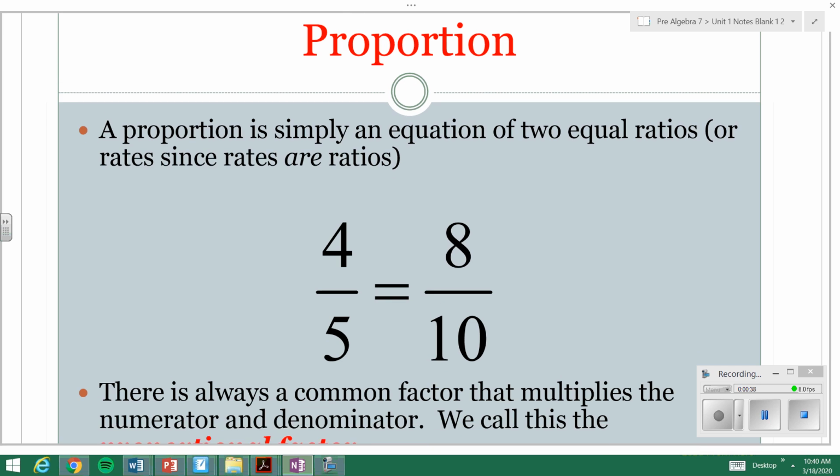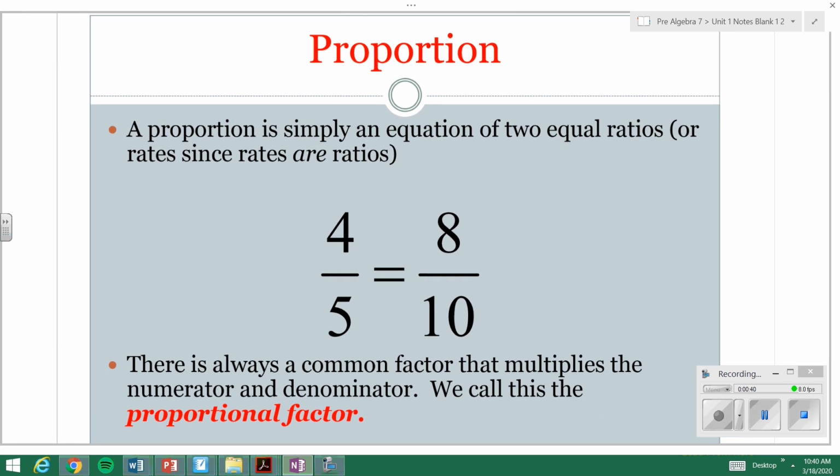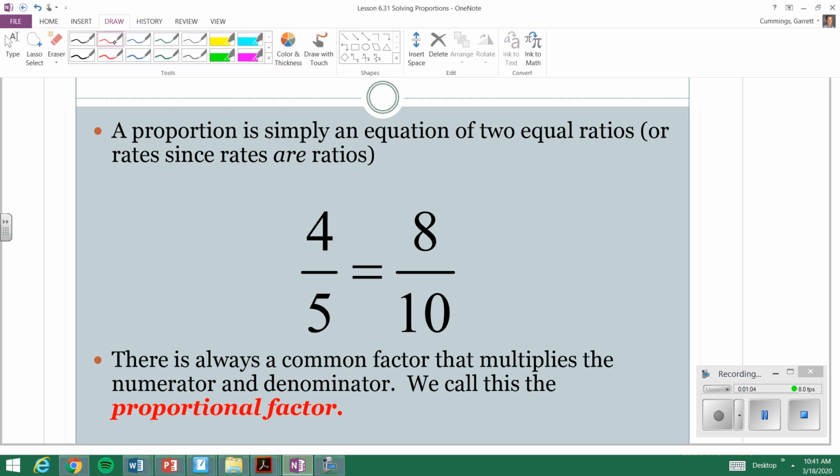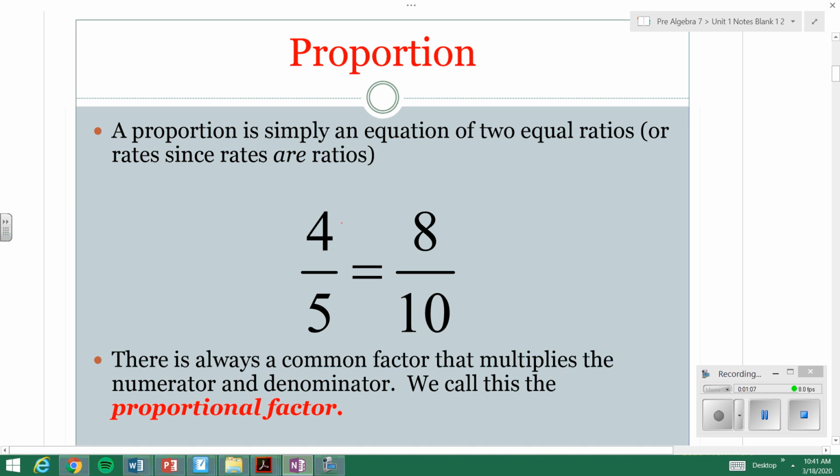So a proportion, if you didn't know or didn't recall from sixth grade or seventh grade, or it's a recurring and spiraling theme in middle school math, but a proportion is simply an equation of two equal ratios. It is saying that one ratio is equal to another ratio. So, for example, remember that a ratio is a comparison of two numbers by division. So, for example, if you had the ratio of 4 cats to 5 dogs, an equivalent ratio would be 8 cats to 10 dogs.